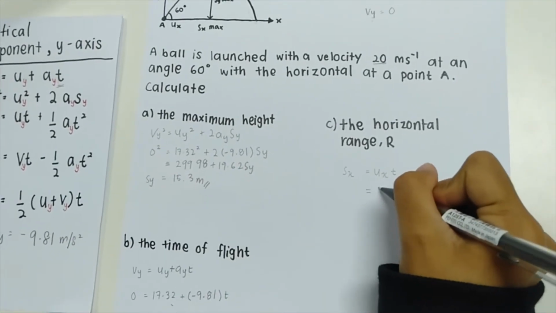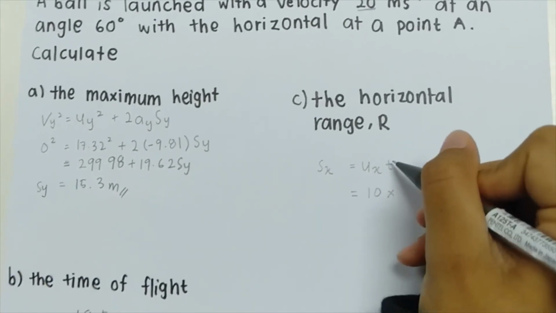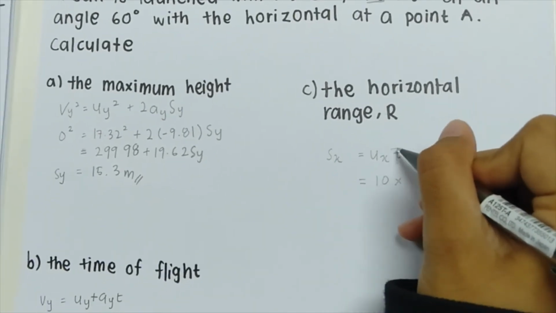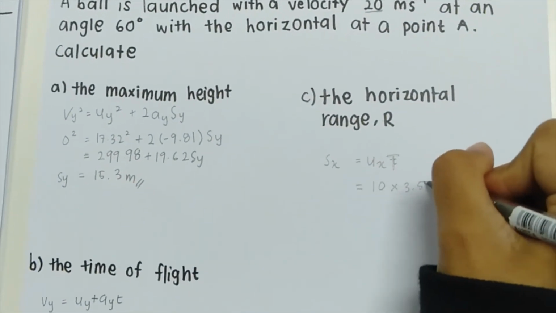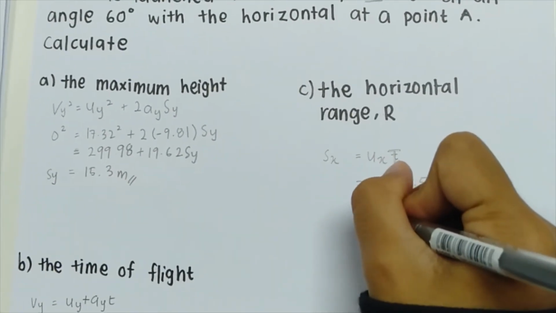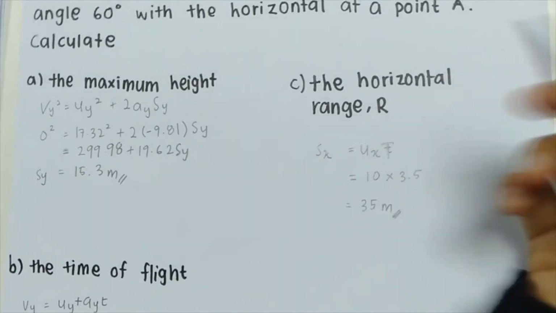Ux is 10 times t, sorry, 3.5. So we got 35 here for the horizontal reach.